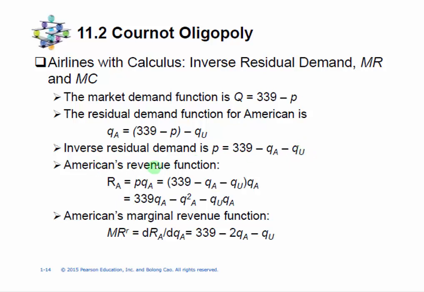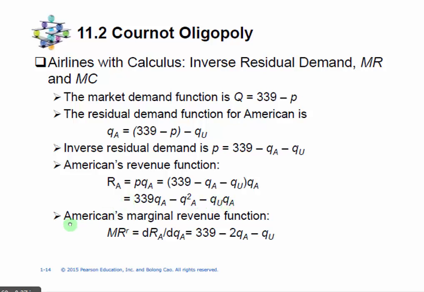Then American's revenue will depend on its own quantity supplied, which will result in a market price. And that price times the quantity it supplied will be the American Airlines revenue. So price determined by this inverse residual demand times the quantity it supplied. That will be American's revenue function. It is 339 times QA minus QA squared minus QU times QA.